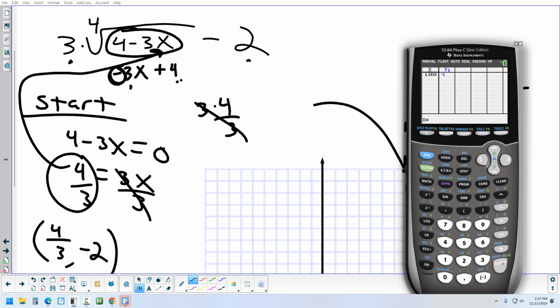Negative 10. And I do. So we confirmed that we found that, right. And now let's pick a point that goes to the right, even though we know this graph doesn't curve to the right. What's an x value bigger than 4 thirds? 5.